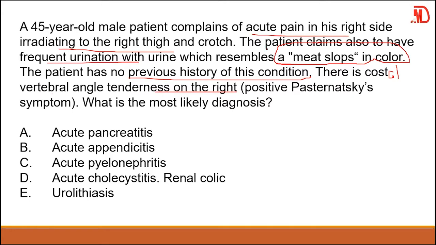What is the most likely diagnosis? Again, when I see meat slops, I remember Afon's. And so therefore, I am going in with what? Urolithiasis. We've talked about this, so I don't want to talk plenty about some of these things. But usually, meat slops or localization of pain and the meat-slop-like urine and a positive costovertebral angle tenderness is simply a sign of kidney stones or stones inside the kidney. And therefore, your answer is what? Urolithiasis. So E is your answer.